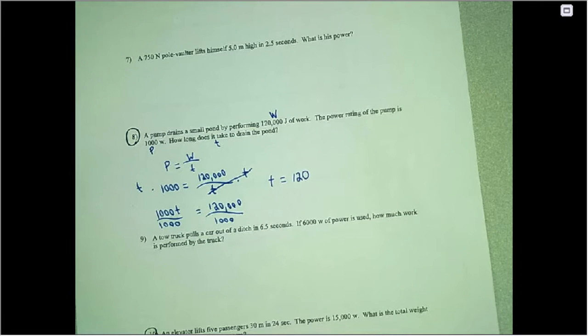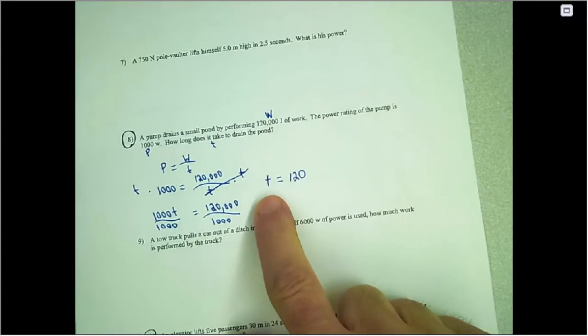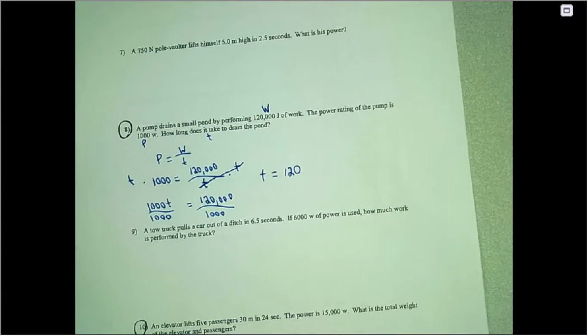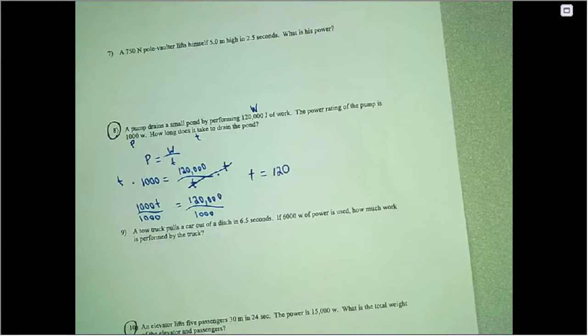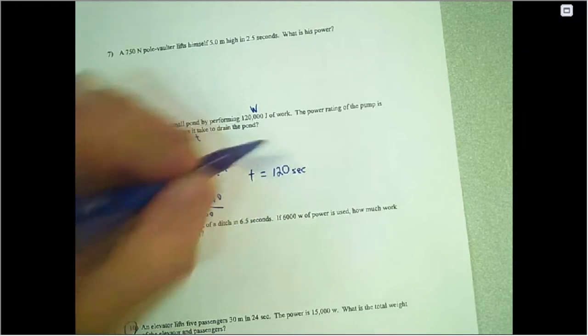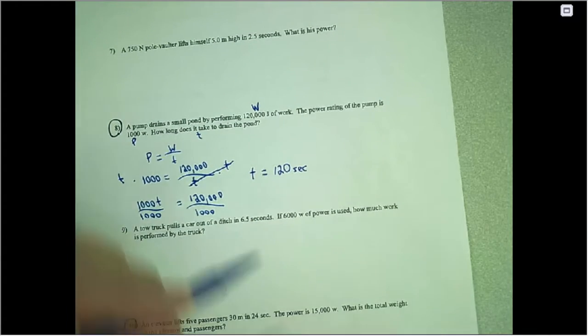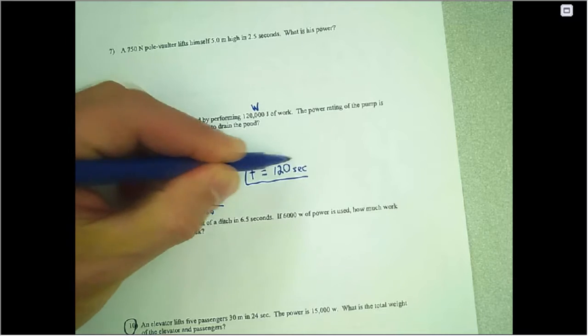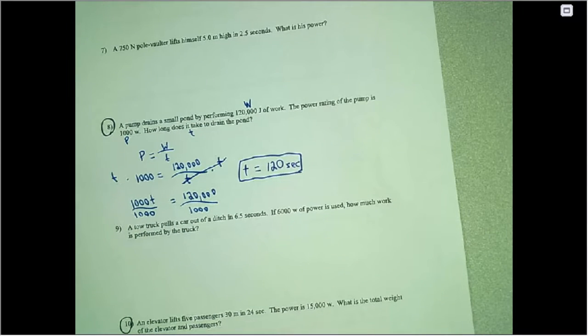And we're not quite done yet because we need to label it, and since this is time, we always want to use the unit of seconds for time. So you can put a small s, or seconds abbreviated like that, and put a box around your answer. It would take 120 seconds to drain that pond with a pump with that much power. Okay? Number 10.